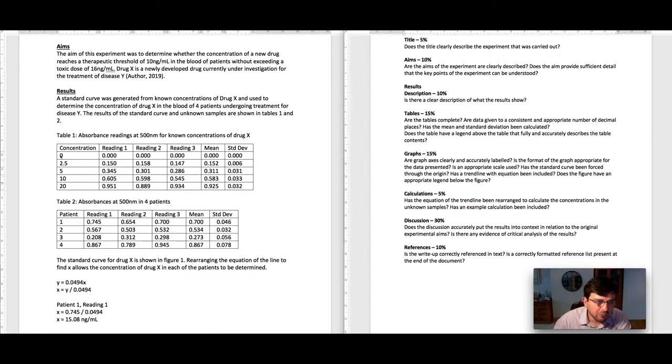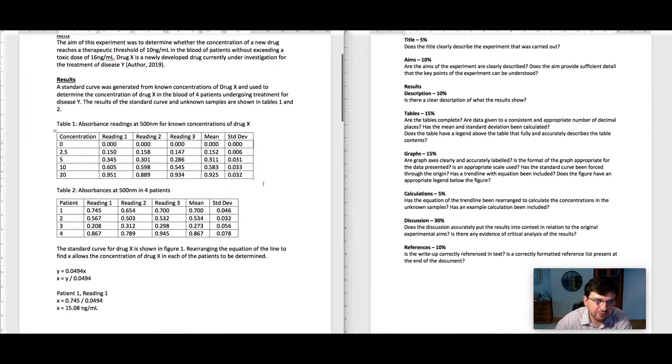I would question whether or not we actually need this first line. So do we need to actually report that the blank is zero? I would say not. The blank basically sets the machine to zero, so you don't need to actually provide that information in the table. But that would be nitpicking because everything else is fine.